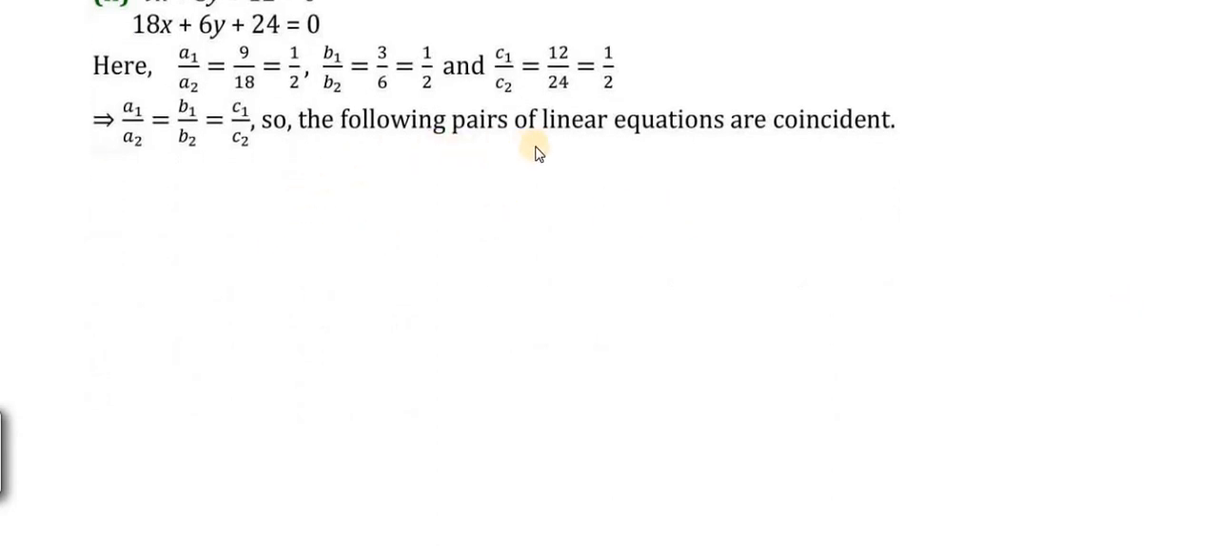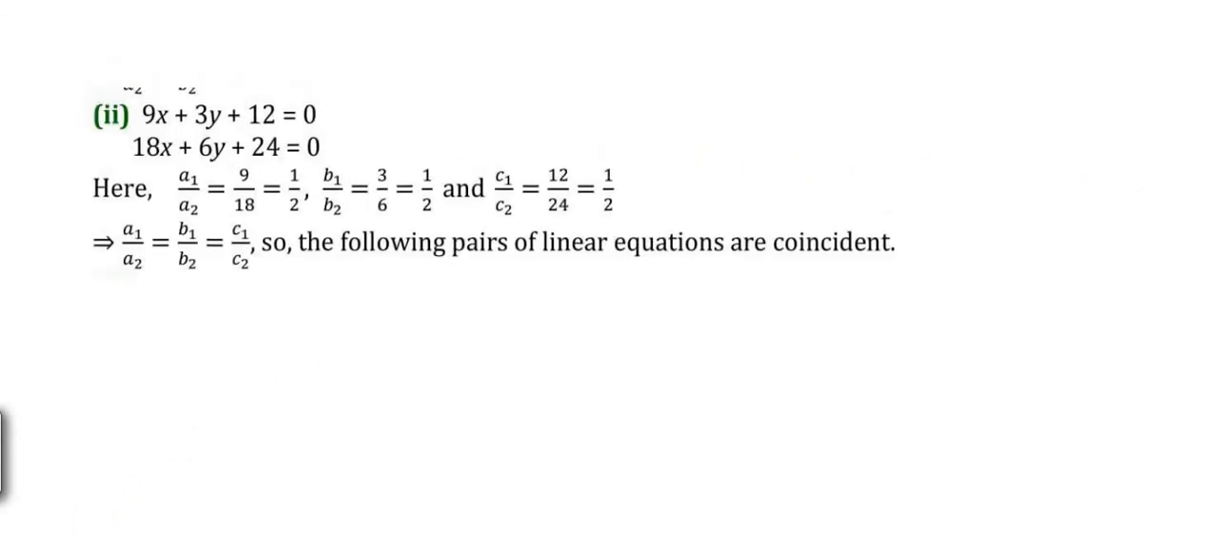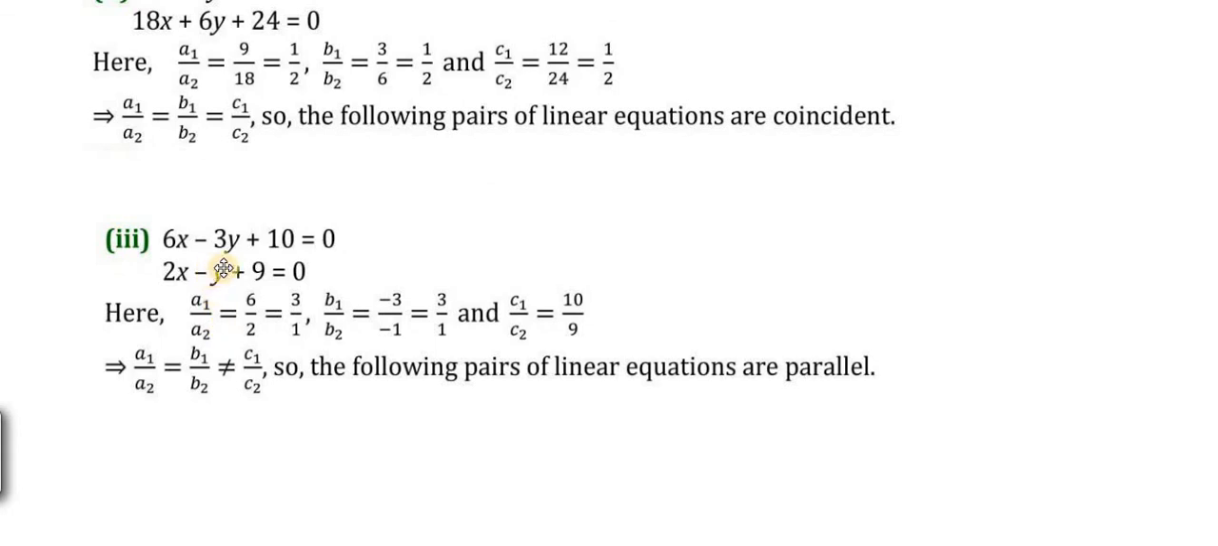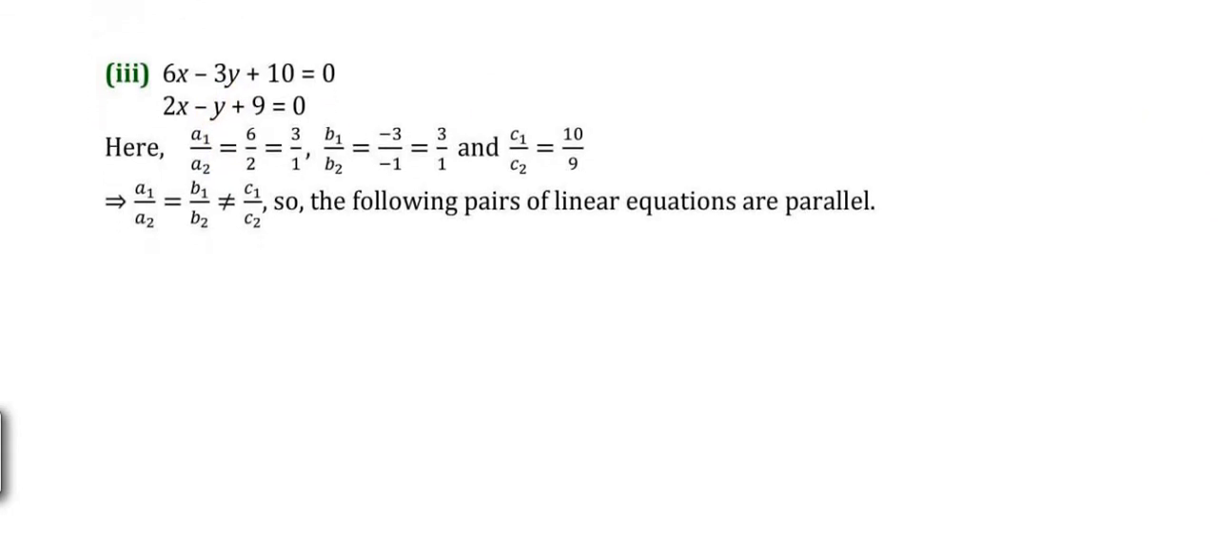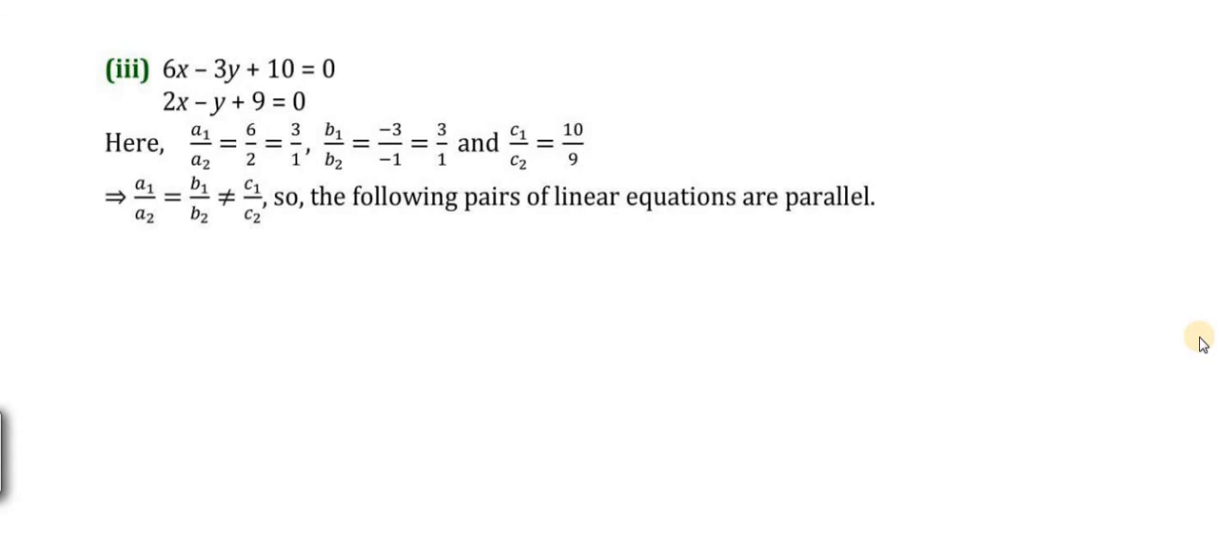So the following pair of linear equations are coincidental. Next, the last one. Here 6x minus 3y minus 10 is equal to 0, and 2x minus y plus 9 is equal to 0. In this, a1 by a2 is equal to 6 by 2, which simplifies to 3 by 1, and b1 by b2 is equal to minus 3 by minus 1, so it is 3 by 1, which is nothing but 3.